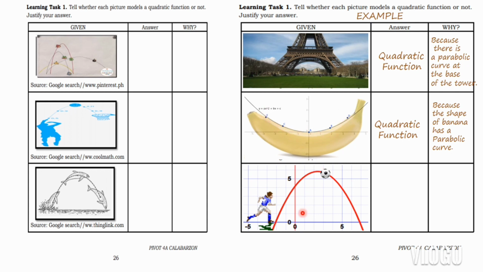Now, how about this one? When the player hits the ball, this is a quadratic function also because the ball created a parabolic curve motion when hit by the player. It creates a parabolic curve. Kaya siya ay quadratic function. So ngayon, sana makatulong ang aking example para masagutan nyo ang inyong learning task 1 in this side.